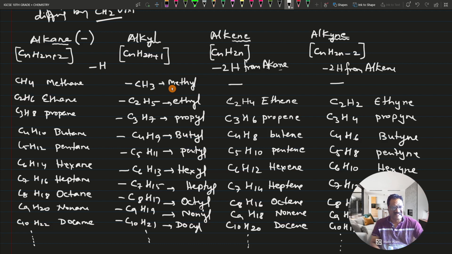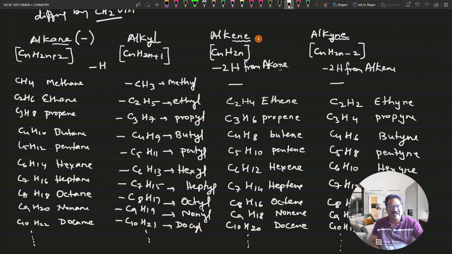Suppose in this methyl group, chlorine comes and gets attached over here, then we will call it methyl chloride, or ethyl bromide. So anything which is coming and getting attached over here, depending on that, the name of the compound will be formed. But basically it will be called methyl, ethyl, propyl, etc. So that is the alkyl group.